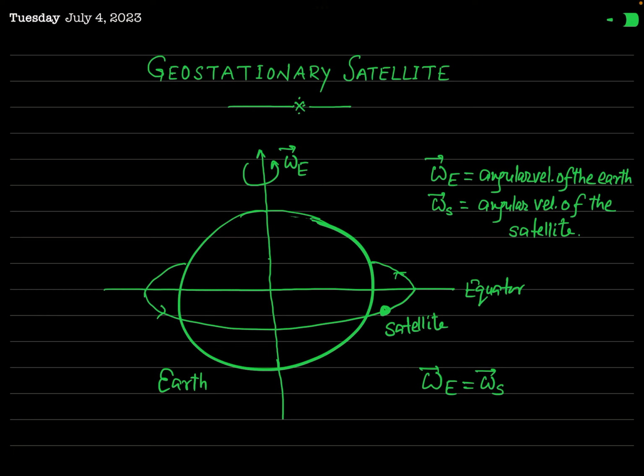So let us see what this geostationary satellite is. As the word says, geo means earth and stationary means at rest. So if a satellite, when observed from the surface of the earth, always appears stationary to the observer, then it is called a geostationary satellite. Whenever an observer standing on the surface of the earth observes this satellite, it appears always at rest.